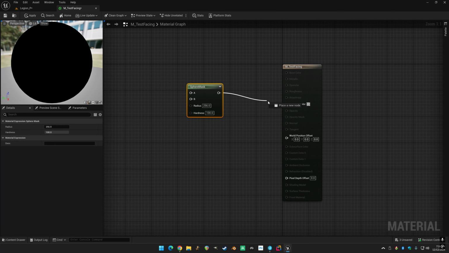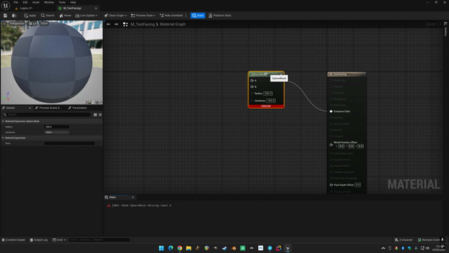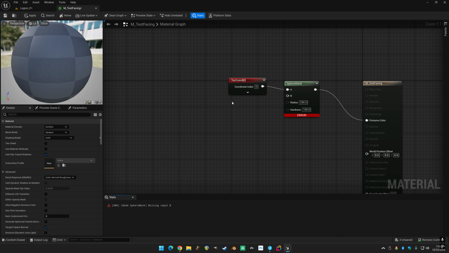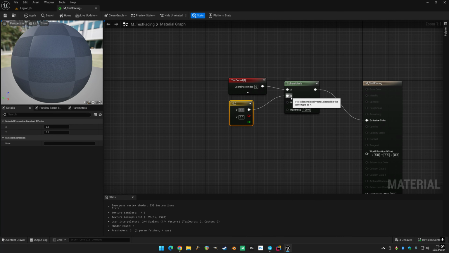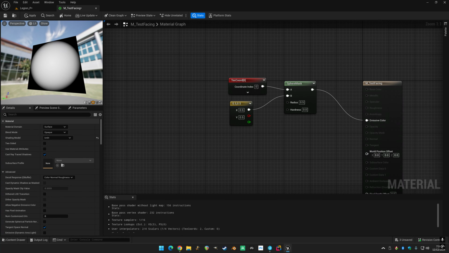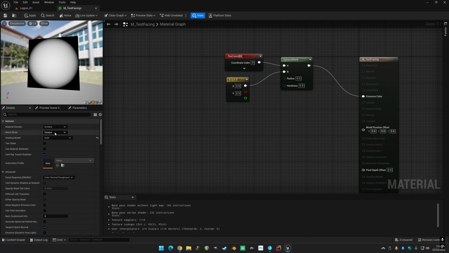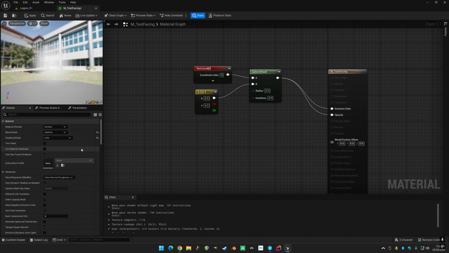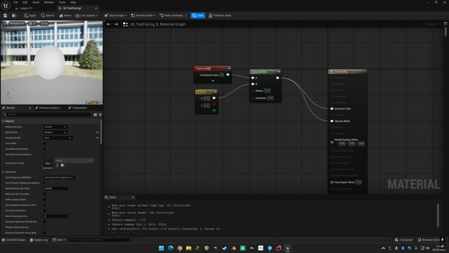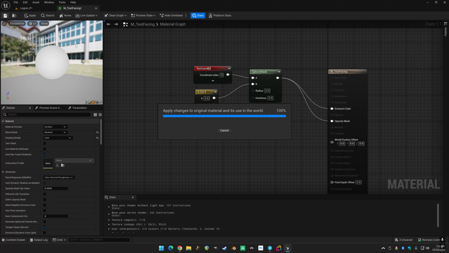We can make a sphere mask, and we'll use the texture coordinate to drive the sphere mask. Right, make that radius 0.5, hardness 0. Now if we look at that, that's what we expect. Let's set this blend mode to additive. Maybe masked just for ease of seeing. There we go. Okay, so we made a sphere mask in the material so far.